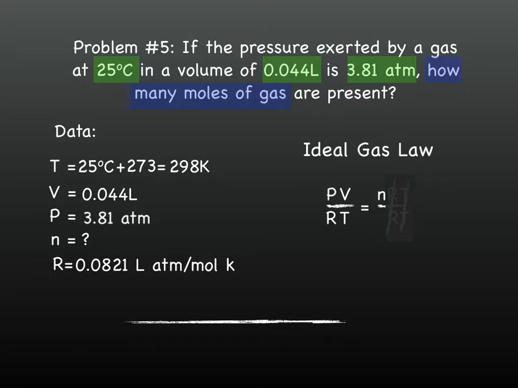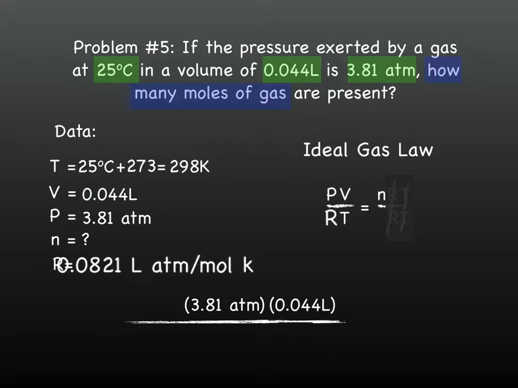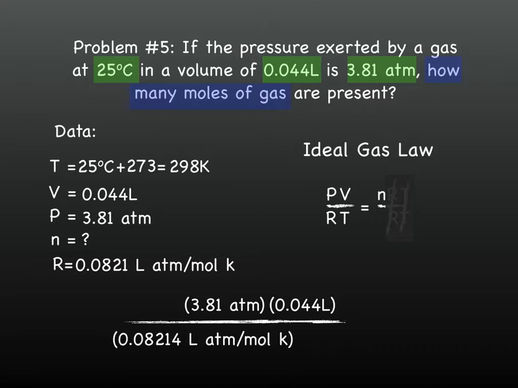Plug in our values. There's my pressure and my volume. The R constant, in this case we're going to use 0.0821 because of the units of our pressure. Notice the atmosphere units for pressure match the atmosphere units for the R constant. And then times the temperature in Kelvin.